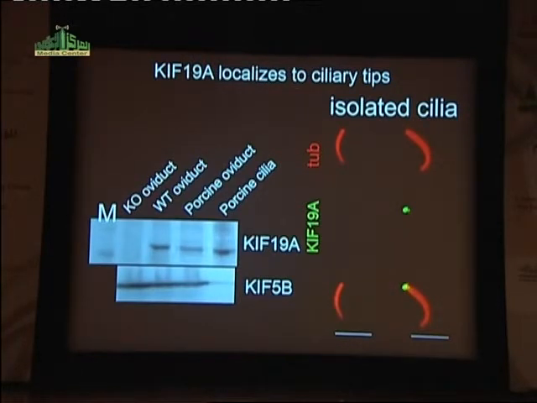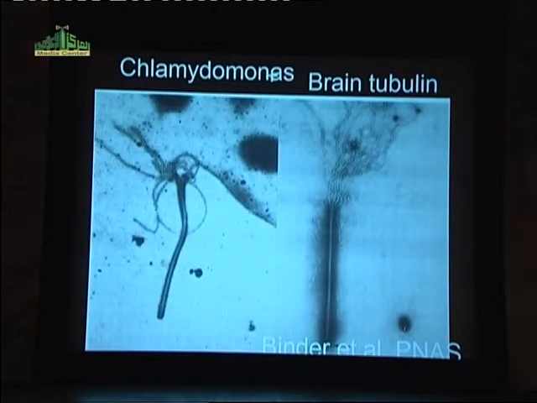So we isolated the cilia from porcine oviduct, and this is a single cilia, and KIF19A staining, as you can see clearly, the KIF19A tends to accumulate at the tip of the cilia. And then we use this in vitro assay.